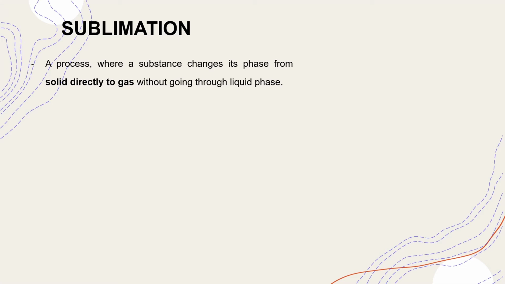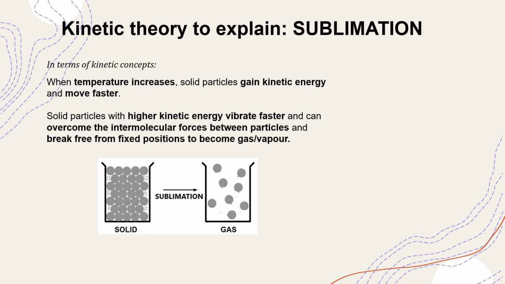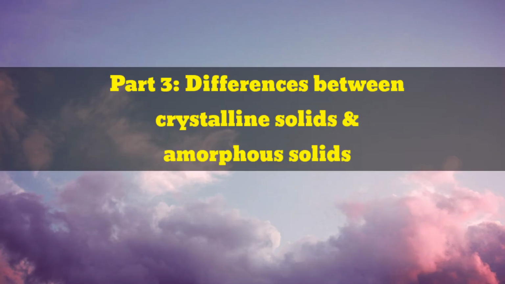What is sublimation? Sublimation is a process where a substance changes its phase from solid directly to gas without going through the liquid phase. In terms of kinetic concepts, during sublimation, when temperature increases, solid particles gain kinetic energy and move faster. When the solid particles with greater kinetic energy vibrate faster, they could overcome the intermolecular forces between them and break free from the fixed positions to become gas.